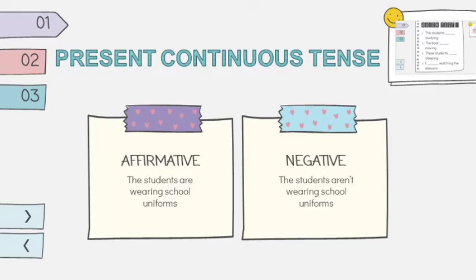Okay, so for present continuous tense, we have 2 types of it. The first one is affirmative sentences and the second one is negative sentences. As I have said before, affirmative sentences are positive sentences, while negative ones are negative sentences. You can look at the examples above. For the affirmative: the students are wearing school uniforms. While for a negative sentence, we just add not to the sentence. For example, the students aren't wearing school uniforms, or you can say, the students are not wearing school uniforms.